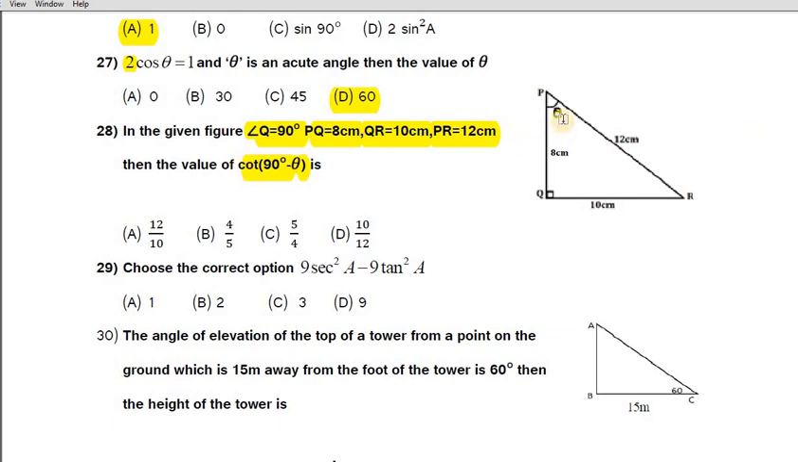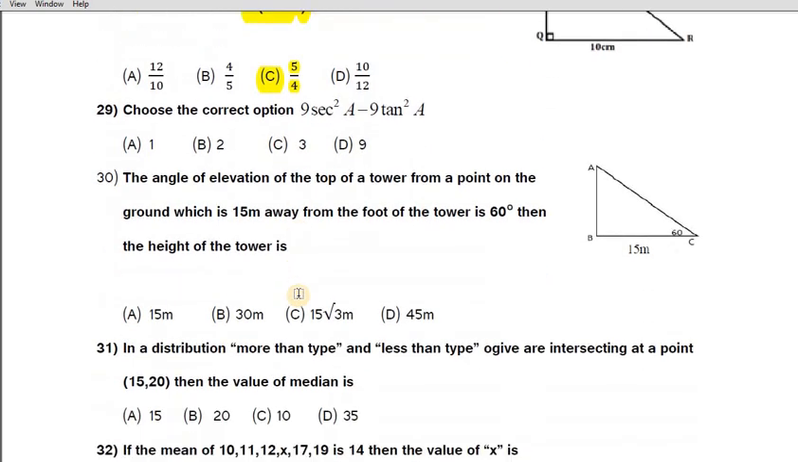Hence, if you observe the figure, theta is the reference angle. In that case, QR will be perpendicular and PQ will be base, means opposite side by adjacent side. So 10 by 8, simplify. So we'll get answer 5 by 4. Option C is right.